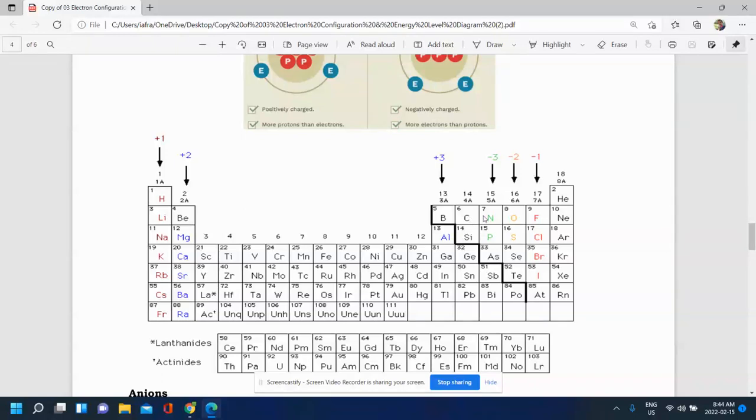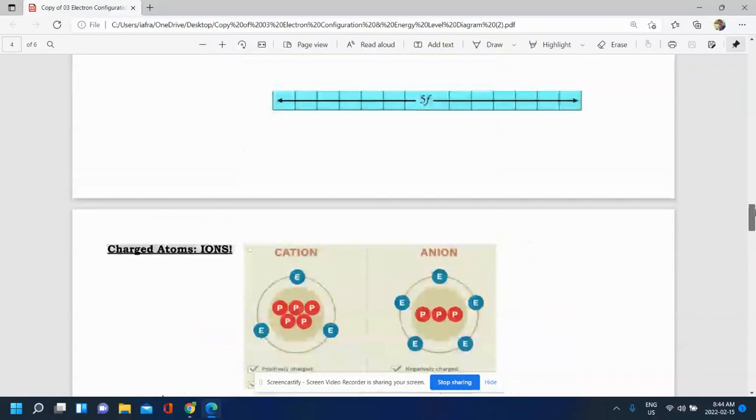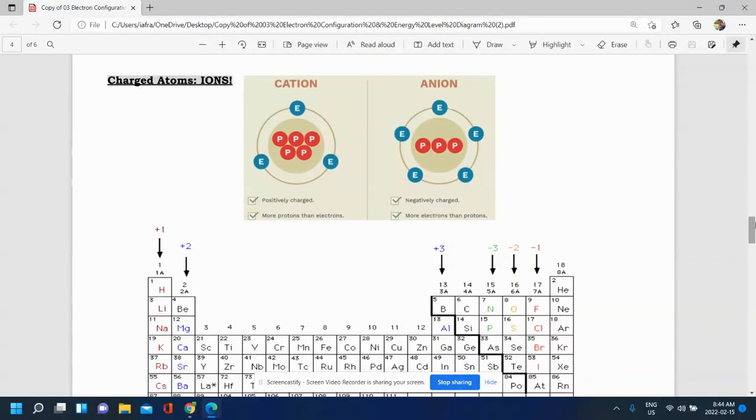In this video, we're going to do electron configurations and energy level diagrams for ions. So some great background information you'll need to know for this particular lesson is what an ion is. And remember, an ion is just an atom with a charge. That's all it is. So they're charged atoms.